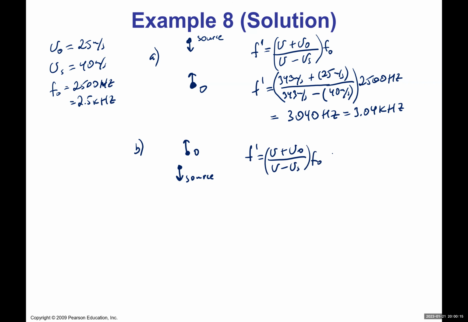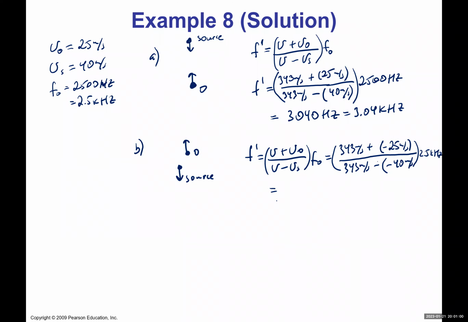This time it's 343 meters per second plus, but you can see the source is moving away from the observer, and the observer is moving away from the source. Because both are moving away from each other, every time something is moving away, the velocity is taken as negative. So the observer is moving away from the source, so we write down negative 25 meters per second. Then here, 343 meters per second, then minus. Now I look at the source. Well, the source is also moving away, so that's minus 40 meters per second. Then the whole thing times 2.5 kilohertz.